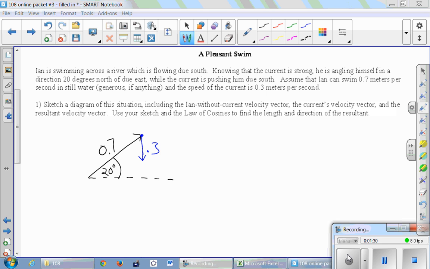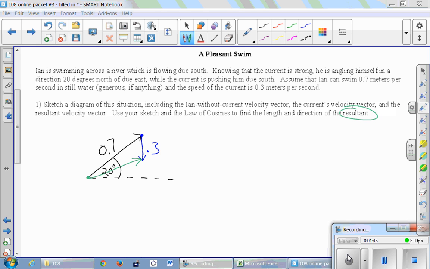I want you to see what it looks like when you don't do such a great job of drawing an accurate picture. So those are my two vectors, and then we want the resultant vector, which is going to go from my starting point to where the current is going to push me. So that green is the resultant, and that's what we're after.